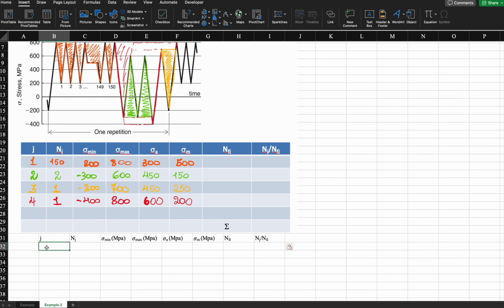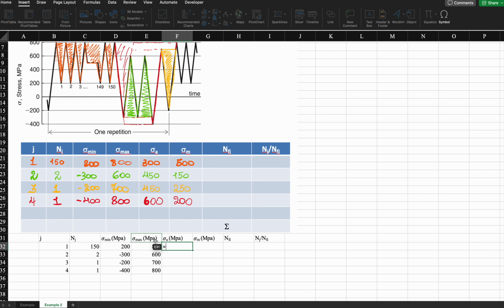We're going to rewrite our values, and so 152, 1, and here our mins are 200, minus 300, minus 200, and minus 400. And here our max are 800, 600, 700, and 800. My sigma A, well, we're just going to calculate it. It's going to be the max minus the min divided by 2. And then we're going to drag it down.